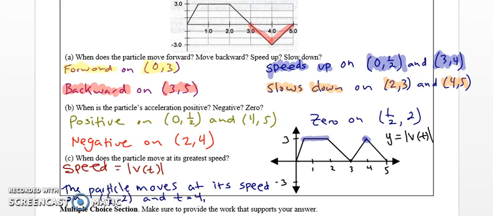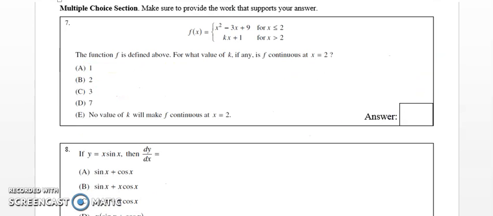And that's problem number 6. Problems 7 and 8 are multiple choice. Problem number 7 is asking, well, you're given a piecewise function, and it says the function f is defined above. For what value of k, if any, is f continuous at x equals 2?